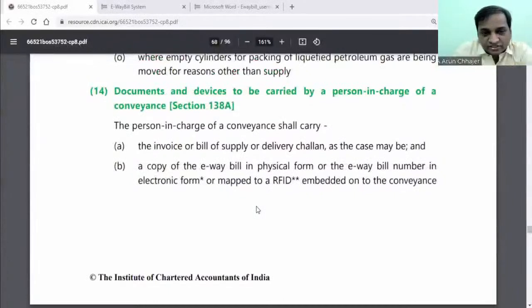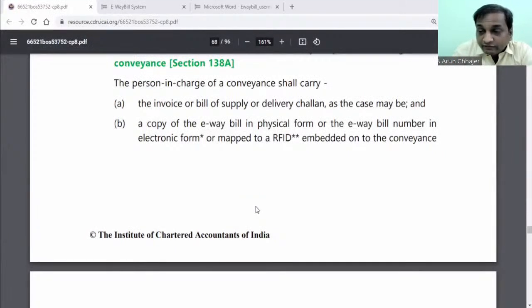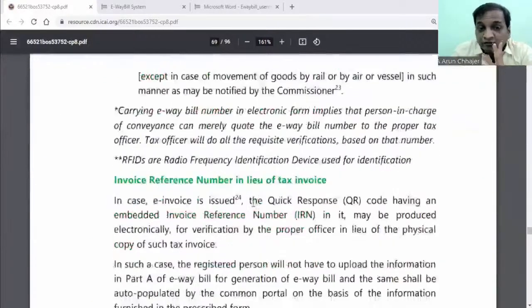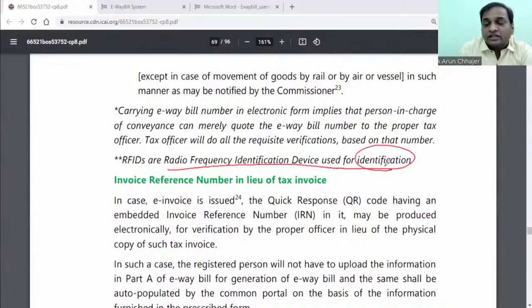The person in charge of the conveyance shall carry the invoice or bill of supply or delivery challan, as the case may be, and the copy of e-way bill. E-way bill copy can be carried in physical form or in electronic form or in RFID. What is the meaning of RFID? RFID full form is radio frequency identification device, used for identification. So there would be some barcoding type machine in which you can carry that. The conveyance should have that machine with RFID tag, and you can map that e-way bill number with that RFID. No, as of now, it is not yet available. This is only the provision.